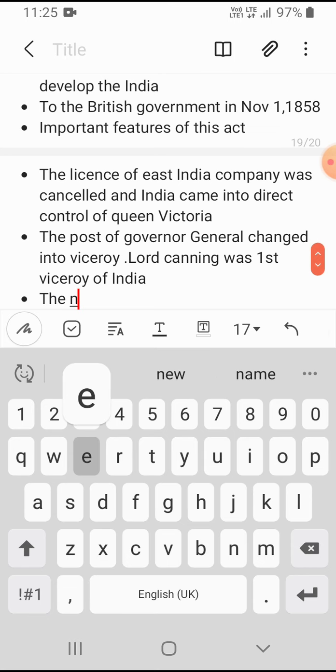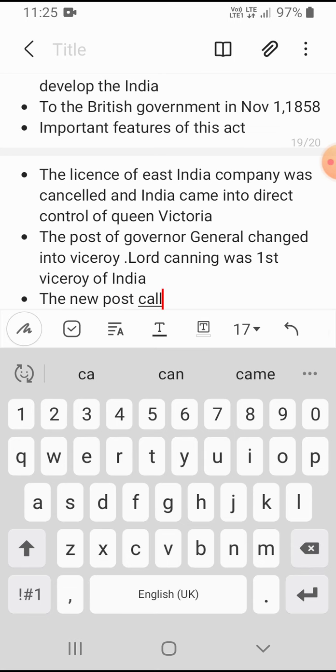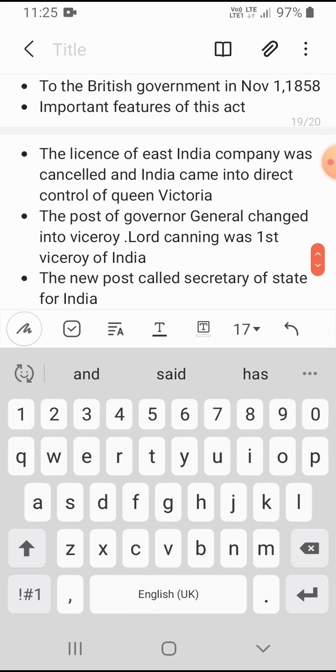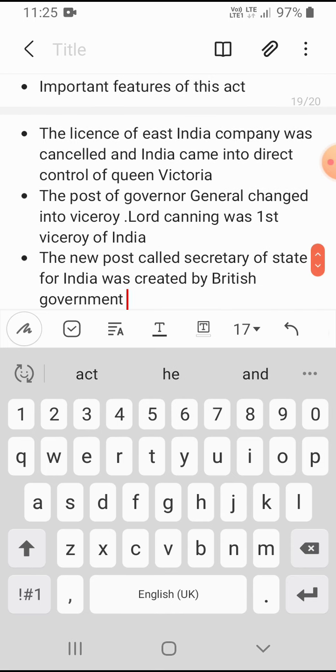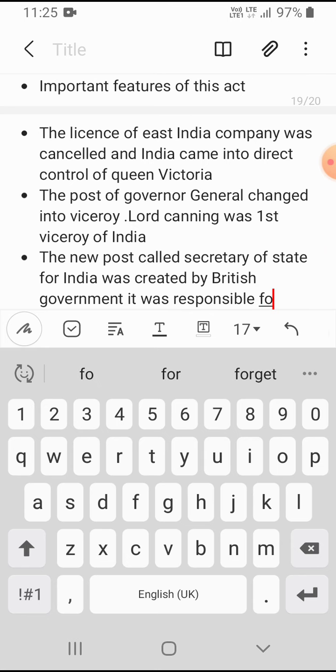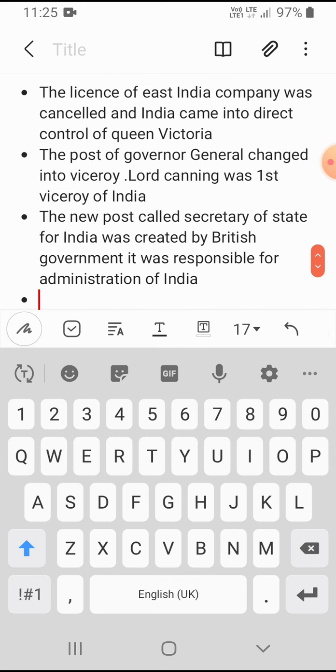A new post was implemented, called Secretary of State for India. The new post was created by the British government, and the Secretary of State for India was responsible for all the administration of India.